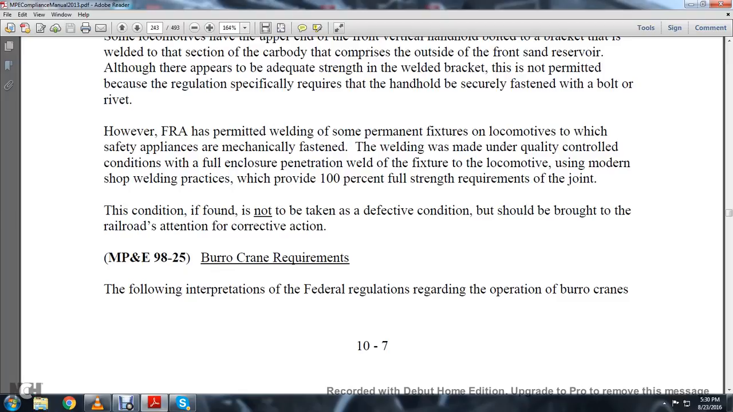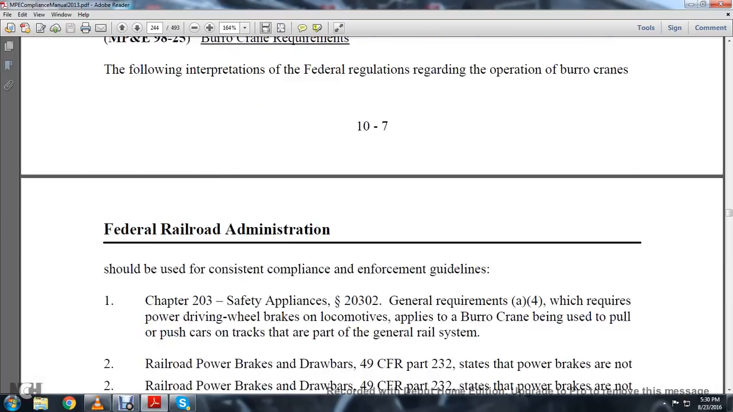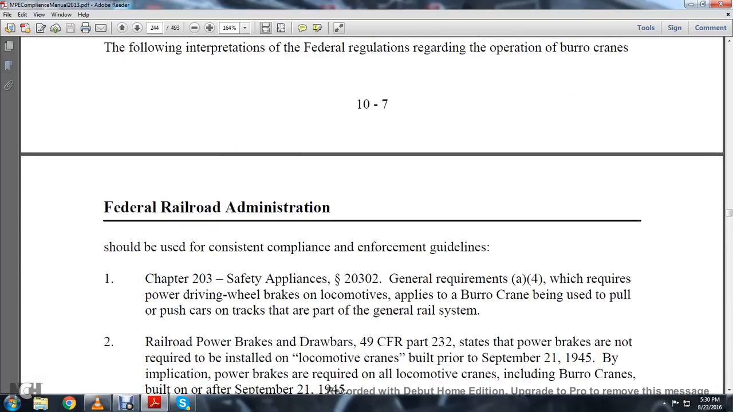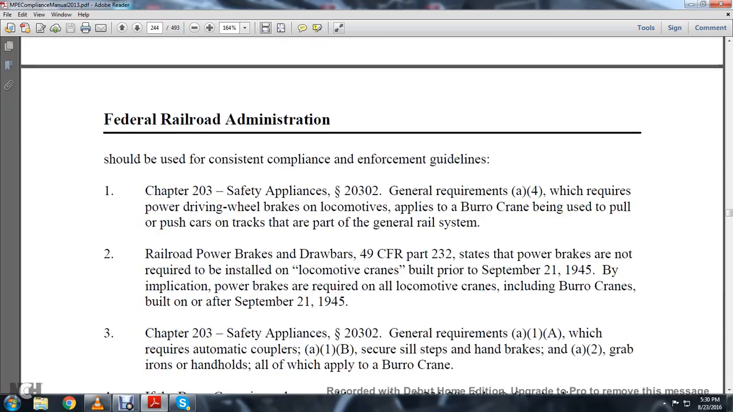The following interpretation of federal regulation regarding the operation of burro cranes should be used in consistent compliance with the enforcement guides. Chapter 203, Safety Appliances, Section 20302, General Requirements (a)(4), requires that the power driving wheel brakes be applied on locomotives, with the burro crane being used to pull or push cars on tracks that are generally a rail system.